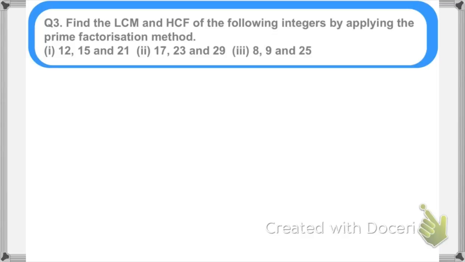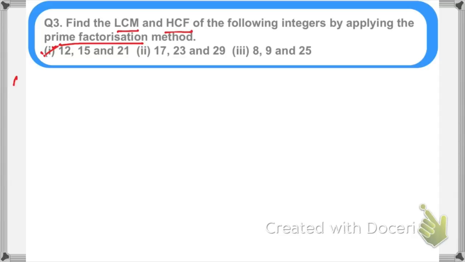Now moving on to the next question. Find the LCM and HCF of the following integers by applying the prime factorization method. So by applying the prime factorization method, you have to find the LCM as well as the HCF of the numbers. In this case, you have been given 3 numbers. So the first question is 12, 15 and 21.